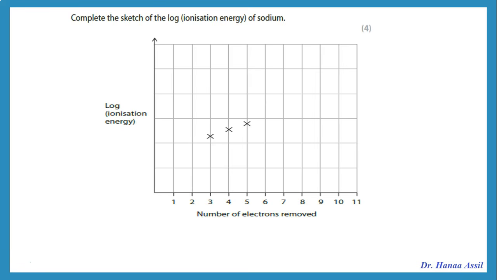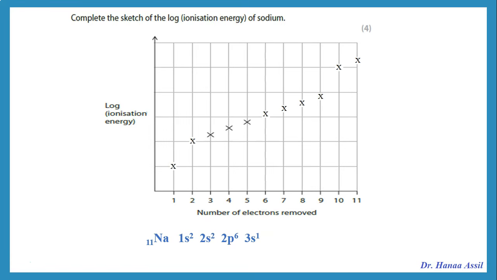So if we draw a graph of ionization energies, the successive ionization energies of sodium. We said sodium is 1s2, then 2s2 2p6, and then 3s1. So the first ionization energy is removing the 3s1, the one in the third shell. So that is low. The number of electrons removed is 1. That's the first ionization energy. That is low. And then we said there is a huge jump from the first to the second, because I removed the first from the third energy level.